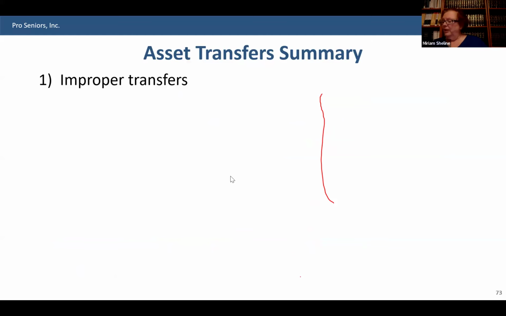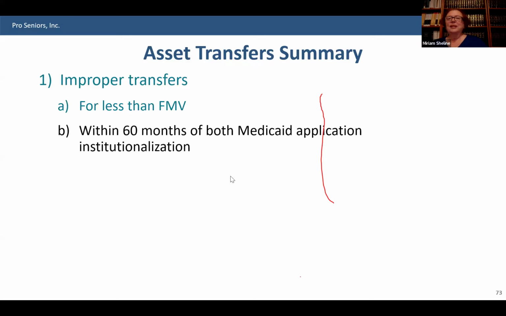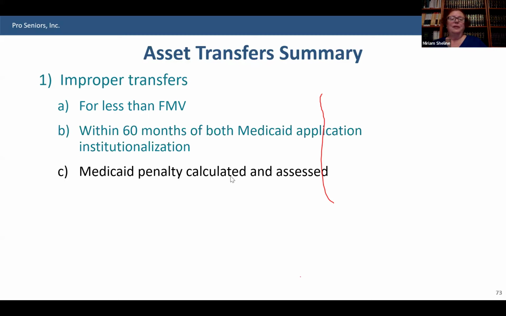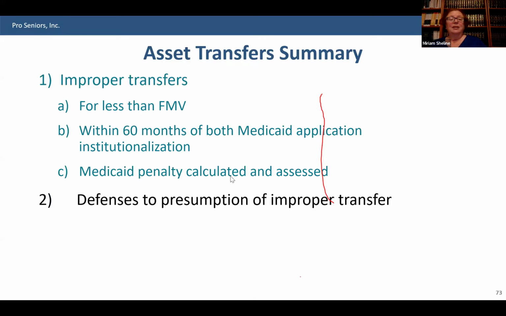All right, so let's do a quick summary of what we've hopefully learned on improper transfers. It is for less than fair market value. So just a gift is not the only rule. If you try to undersell it, the property is worth 50 and you sell it for 40, you have an improper transfer of 10. It occurs within 60 months of both application and institutionalization. Then the Medicaid penalty is assessed when you are otherwise eligible for Medicaid.